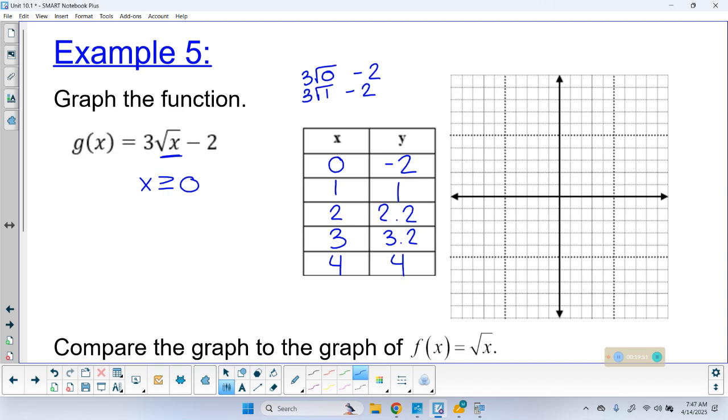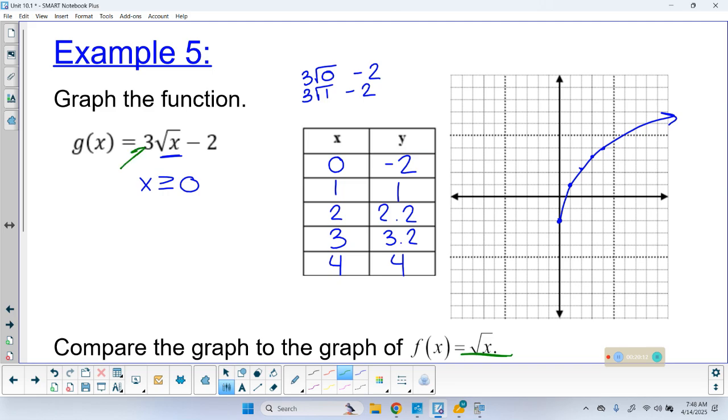So graphing 0, negative 2, 1, 1, 2, 2.2, 3, 3.2, 4, 4. Start at your first point, follow it upwards. Now what we have to do is compare with the graph of just square root of x.